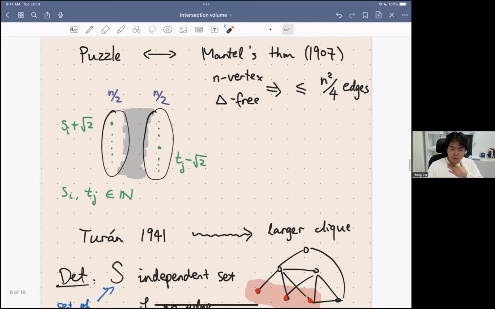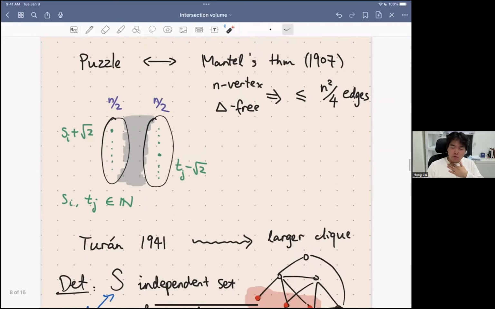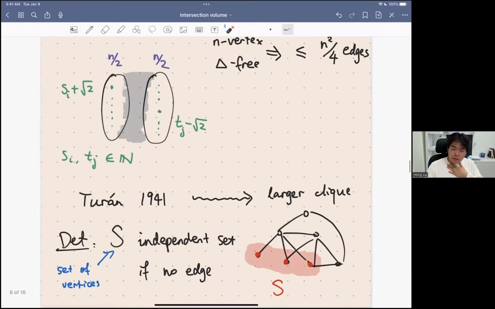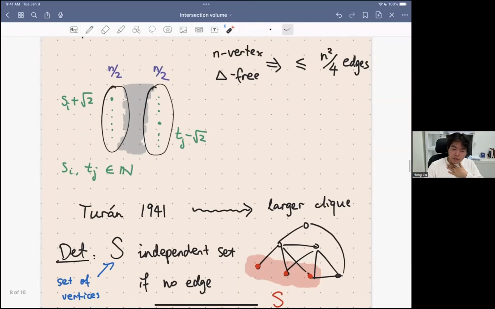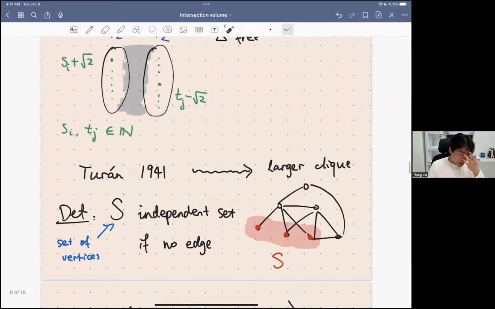After Mantel, Turan made a huge advancement in studying this problem where instead of forbidding the 3-vertex complete graph, you forbid a larger clique, say K_r. This is a complete graph on r vertices, where r is at least 3. For the purpose of this talk, I'm going to mention a weaker version of Turan's theorem in the complement.